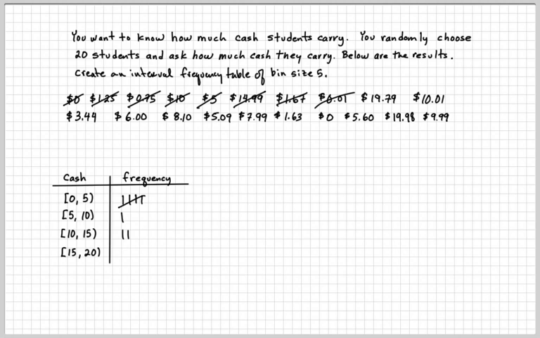What else? $19.79, last one. $10.01, third one, right? $3.44 is the first bin. $6, second bin. $8.10 is on the second bin. $5.09 on the second bin. $7.99 second bin. $1.63 first bin. $0 first bin. $5.60 second bin. $19.98 last bin. $9.99 is on the second bin.